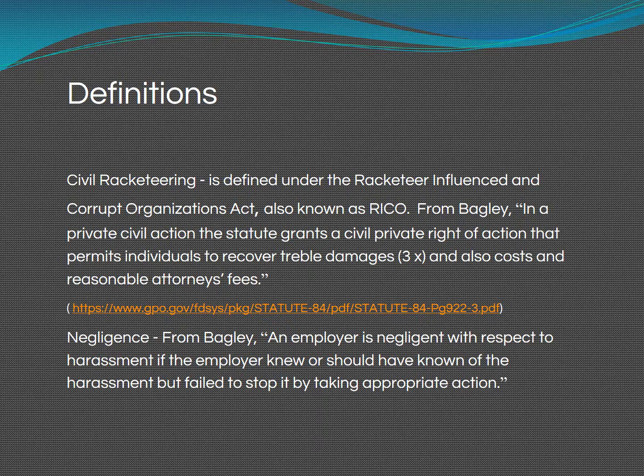So, some definitions. Civil racketeering is defined under the Racketeer Influenced and Corrupt Organizations Act, also known as RICO. From Bagley, in a private civil action, the statute grants a civil private right of action that permits individuals to recover treble damages, that means 3 times, and also cost and reasonable attorney fees. So basically, whatever the actual damages were, the plaintiffs are entitled to 3 times that plus the cost of their attorneys. Negligence, from Bagley: an employer is negligent with respect to harassment if the employer knew or should have known of the harassment but failed to stop it by taking appropriate action.